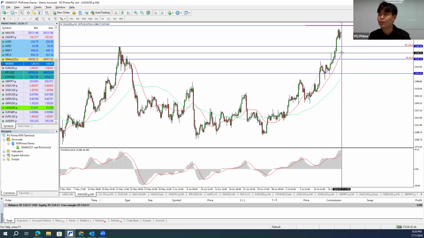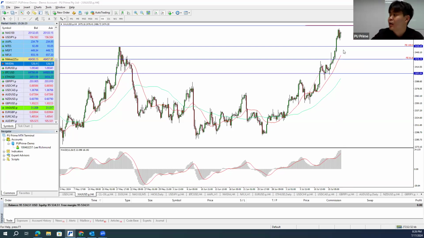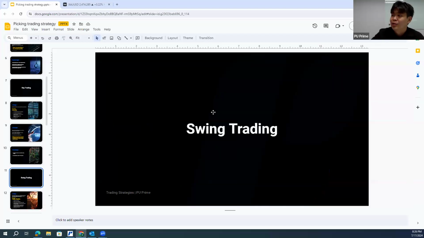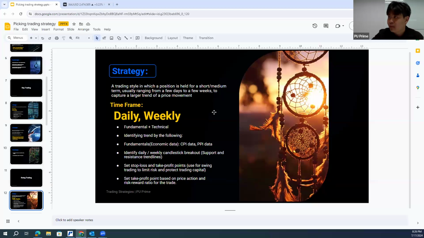So you can focus more on long positions. Just find your good entry point. But things change, then you need to change. That's why stop loss is important also. All right, this is a swing trading strategy.